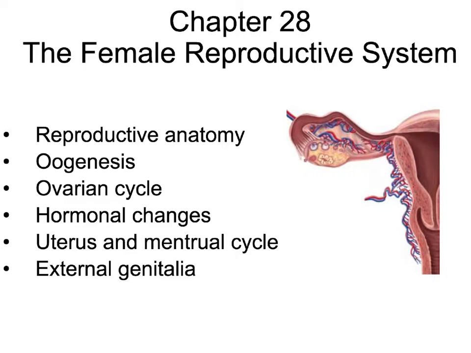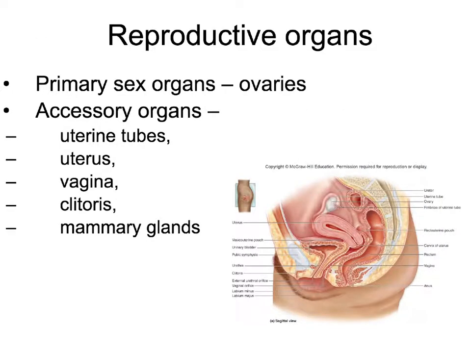So this chapter, this is still the same chapter. In this book, they put all the reproduction together. So we want to talk about the anatomy of the female reproductive system, how eggs are produced, and then the ovarian cycle, so what the eggs go through, what's happening in the ovary, what's happening in the uterus, and the rest of the anatomy. Okay, so the first thing is the primary sex organs are the ovaries.